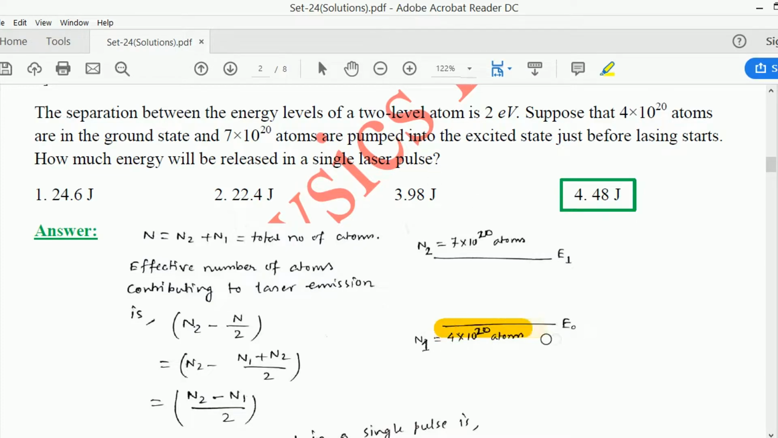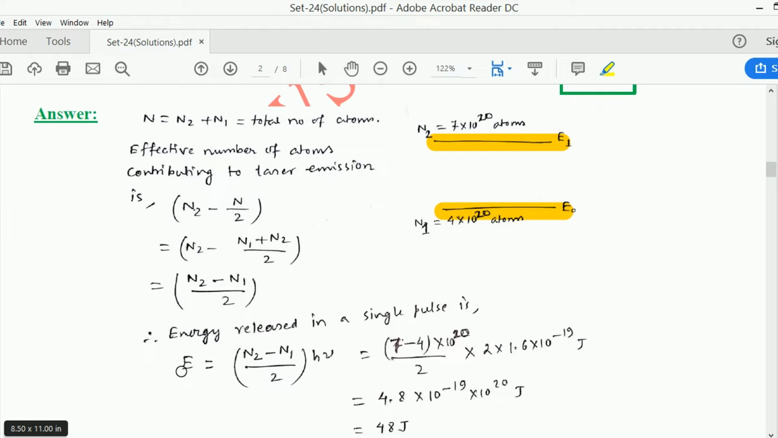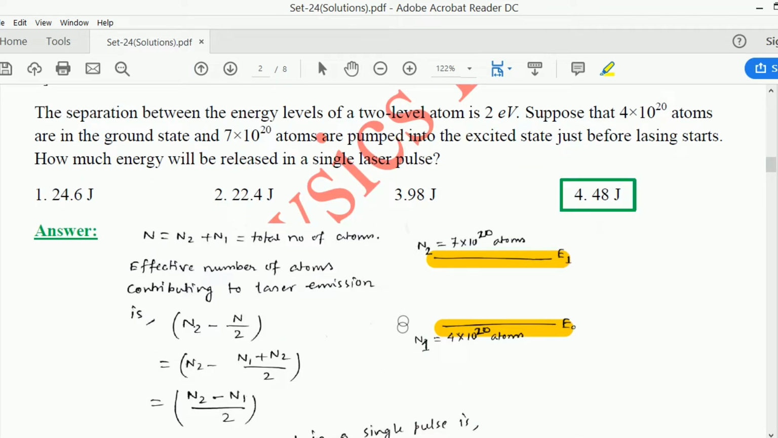So these are the two energy levels, E0 and E1, and the corresponding atoms are shown here. 4 into 10 to the power 20 atoms, and here 7 into 10 to the power 20 atoms. Therefore the total number of atoms is n equals n2 plus n1. Now the effective number of atoms contributing to laser emission is given by n2 minus n by 2. You should remember this formula. This many atoms will contribute in lasing action.